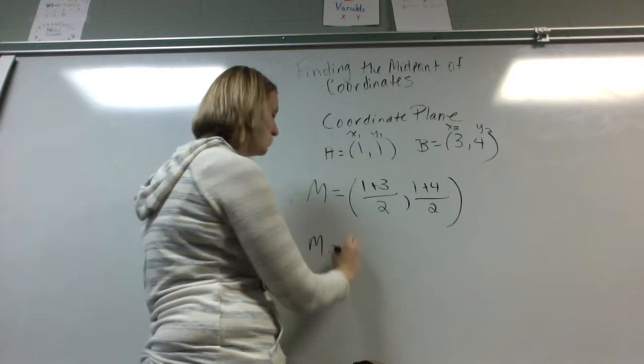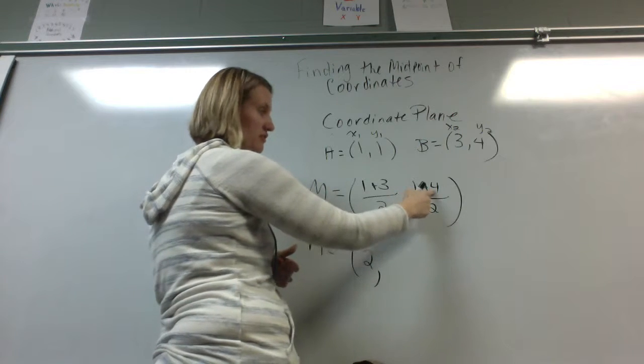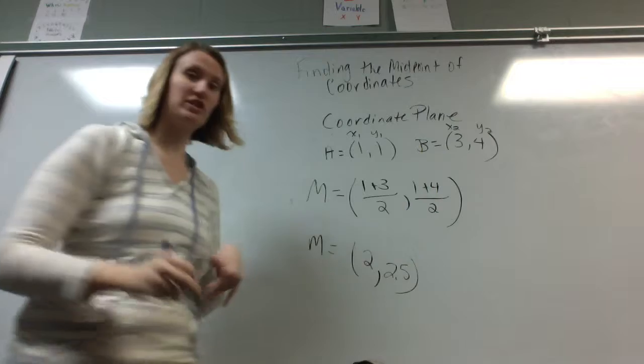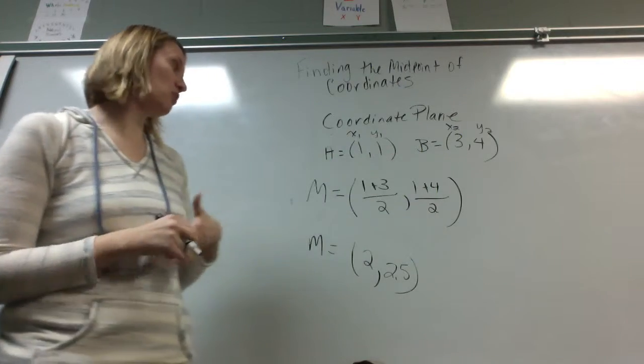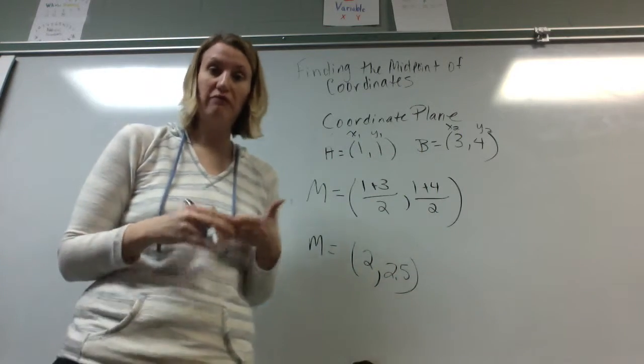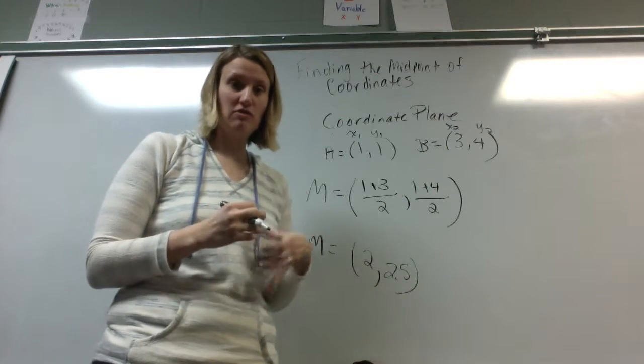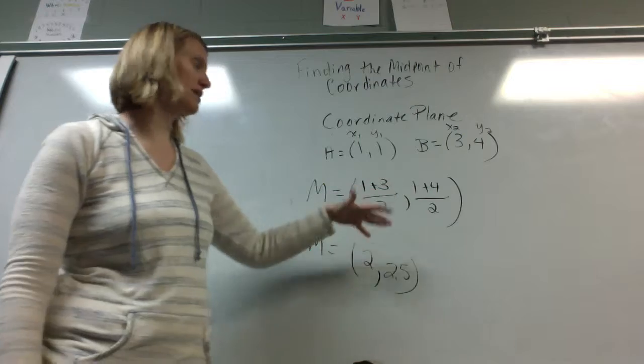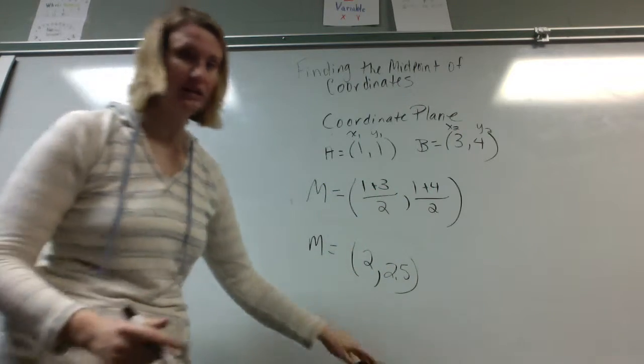4 divided by 2 is 2. 1 plus 4 is 5. 5 divided by 2 is 2.5. So there's the midpoint of those coordinates, the coordinate point (2, 2.5). So as long as you take your time and make sure that you are plugging your numbers in correctly, and of course understand the difference between your x's and y's, this is a fairly simple thing to find.